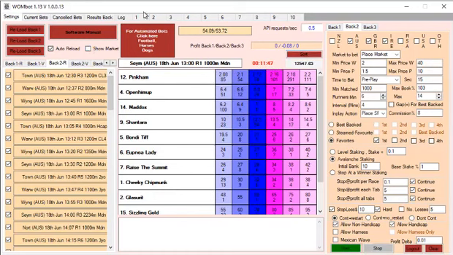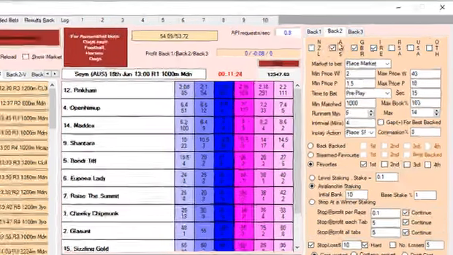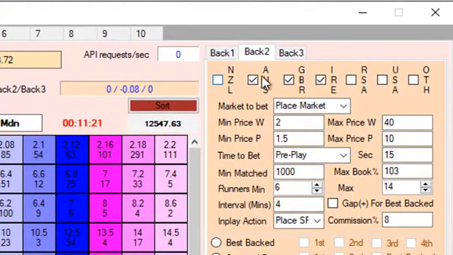Okay, so apart from deselecting venues or races, which we never do, but it's totally up to you, most of what you need to concentrate on is here on the right hand side of the bot. So along the top there we have our countries, so you tick the countries that you want this particular back to bet on, okay? And whatever you change in here will only affect back 2. It won't affect back 3 or back 1, only here.